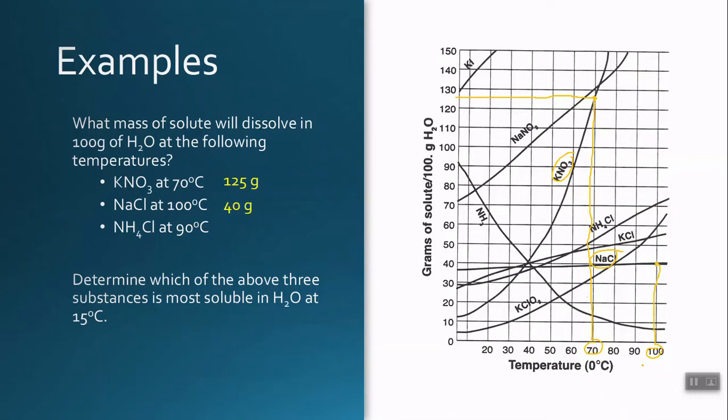Ammonium chloride at 90 degrees. Ammonium chloride is right here at 90 degrees, right here. So that's about 65 grams.